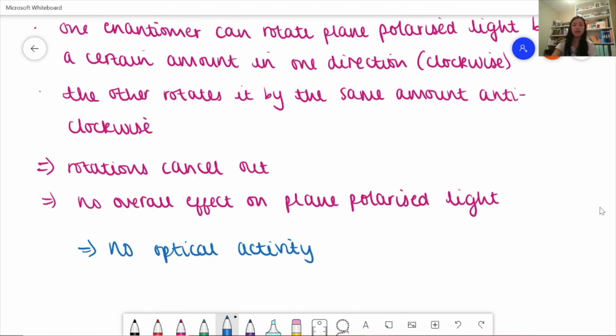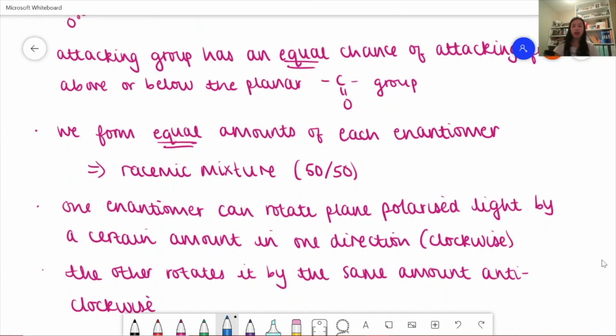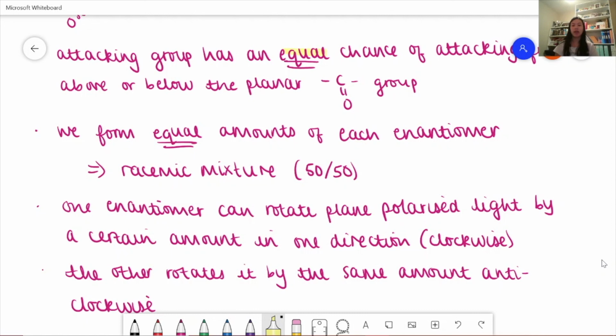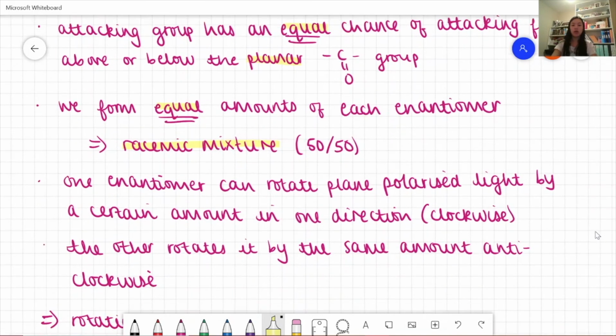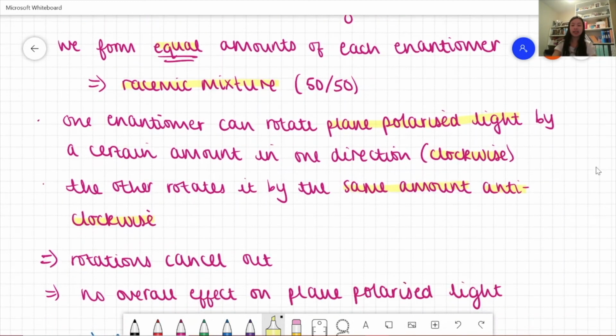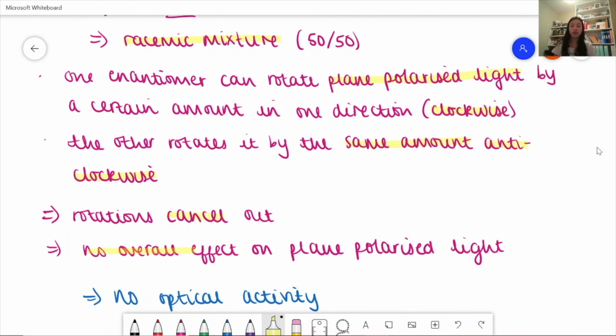So the key things to remember are that we form equal amounts of each enantiomer, and this is because there's an equal chance of the attacking group attacking from above or below this planar carbonyl group. And so we form a racemic mixture. So one of the enantiomers will rotate plane polarized light by a certain amount clockwise, and the other will rotate it by the same amount but anti-clockwise. And so the rotations cancel out, and there's no overall effect on the plane polarized light. So we say that it has no optical activity.